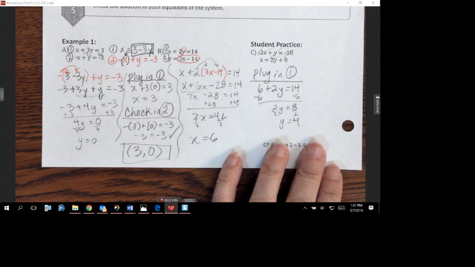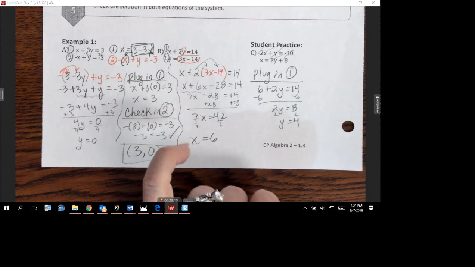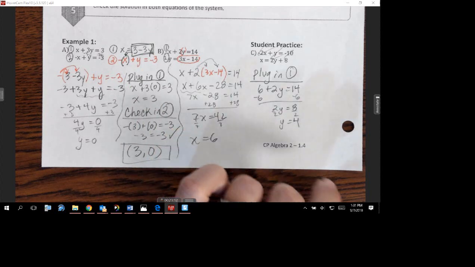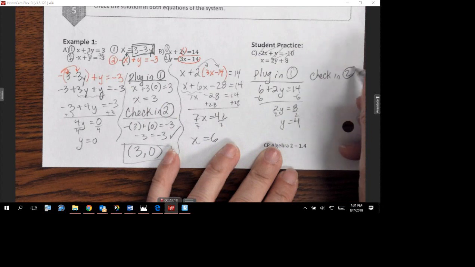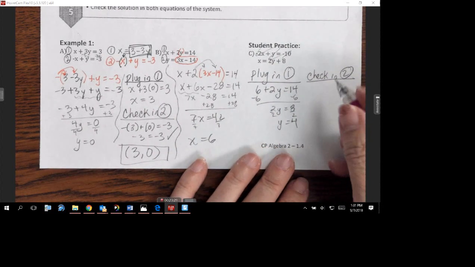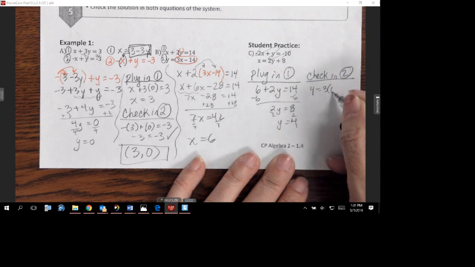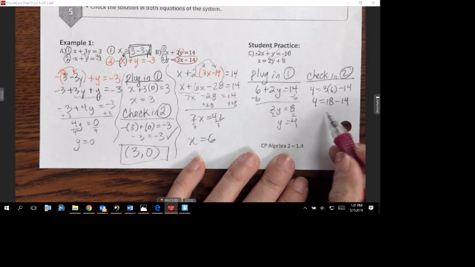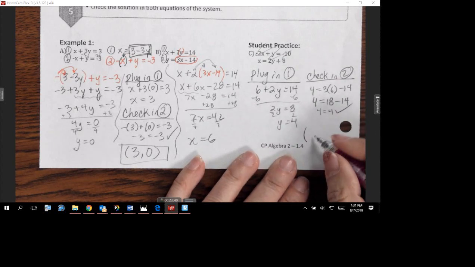After I plug in, what's my next step? After I plug in, I check in 2. So I'm writing those down, so when you go home, if you have written down check in 2, you don't have to go find what you're supposed to do there. You will remember because it says check in 2. So we plug both x and y into 2. So I'll have 4 equals 3 times 6 minus 14. 4 equals 18 minus 14. Is that true? Yes. If I get a check mark, I can write my answer as an ordered pair, 6, 4.